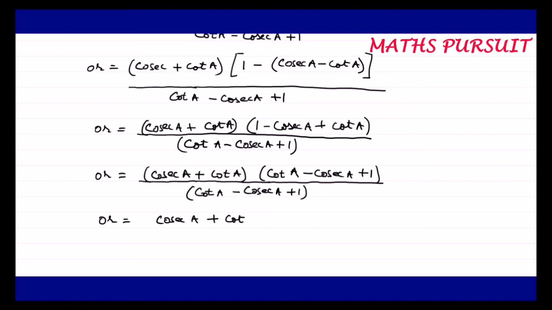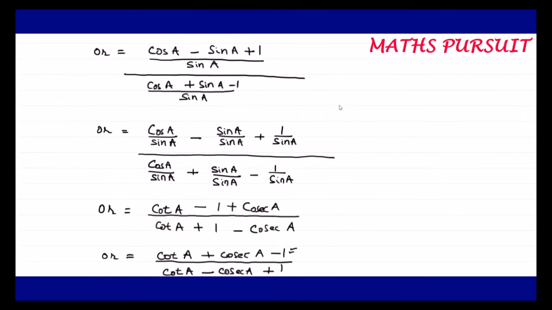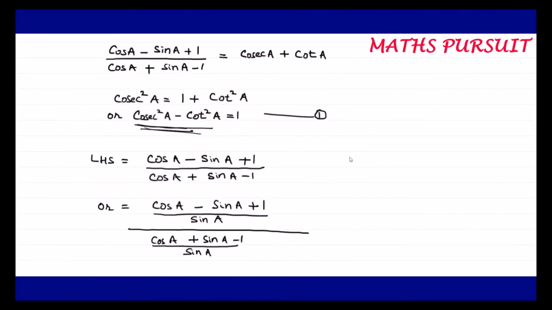How? Because the numerator has cot A minus cosec A plus 1, and the denominator has cot A minus cosec A plus 1, so it got cancelled out. We are left with only cosec A plus cot A, and guys, this is equal to the right hand side. If you look at the top of the question, what was given there? Let us look back once. It was given as cosec A plus cot A on the right side of the equation.